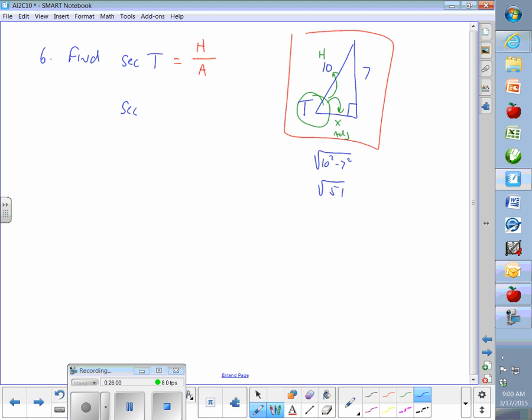Now, you could find the measure of angle T right now if you wanted to, but that's not what they're asking you for. They're asking you for the actual ratio, and not in decimal form from your calculator, exactly from the triangle. So you're going to stick in the hypotenuse of 10, and you're going to stick in the adjacent of square root of 51.